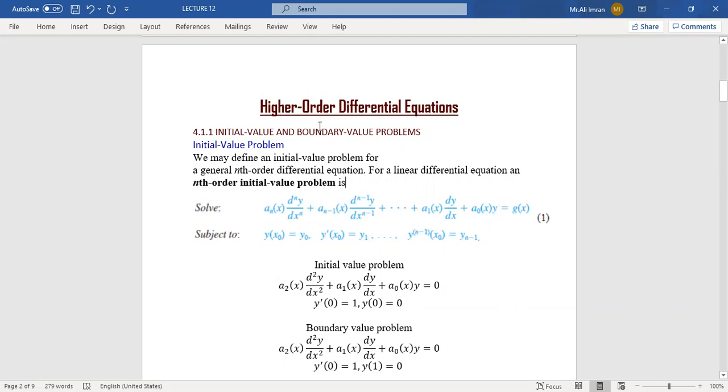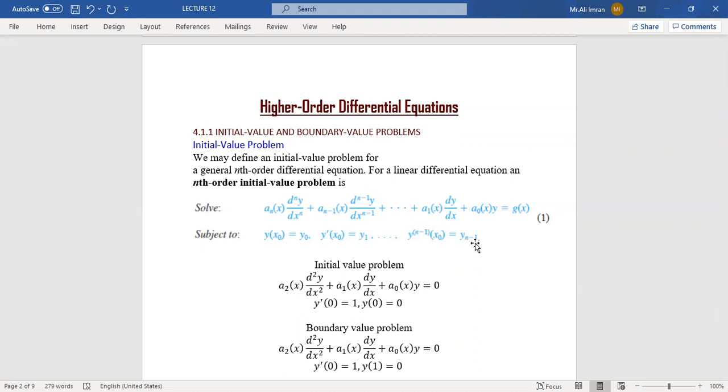Higher order differential equation. First of all, I will tell you about the initial value and boundary value problem. We may define an initial value problem for a general nth order differential equation. For a linear differential equation, an nth order initial value problem is a_n(x) times the nth derivative of y with respect to x, plus a_(n-1)(x) times the (n-1)th derivative of y with respect to x, and so on, plus a_1(x) times the first derivative of y with respect to x, plus a_0(x) y, is equal to g(x), subject to y at x_0 equal to y_0, y prime at x_0 equal to y_1, and so on, the (n-1)th derivative at x_0 equal to y_(n-1). This is the nth order form of the initial value problem.